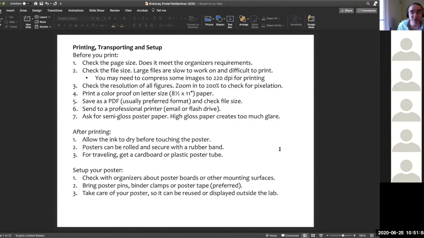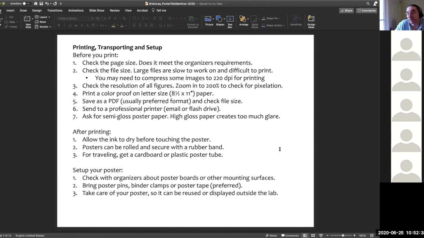Okay, so that brings us up to printing and transporting and setting up a poster. Before you print, check again to make sure you've got the right page size. So check the instructions that are provided by the organizers to make sure you've got the right page size. You also want to check with the printing facility that you're going to use, if it is a school print office, or if you're going to go to an outside place to pay for a poster. Make sure that they have the right page size that you've designed your poster for.